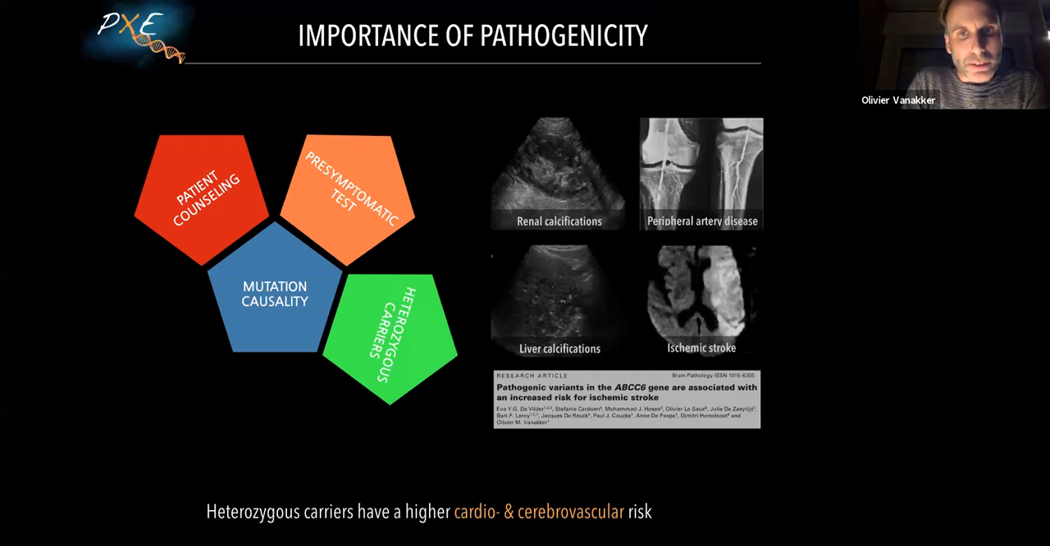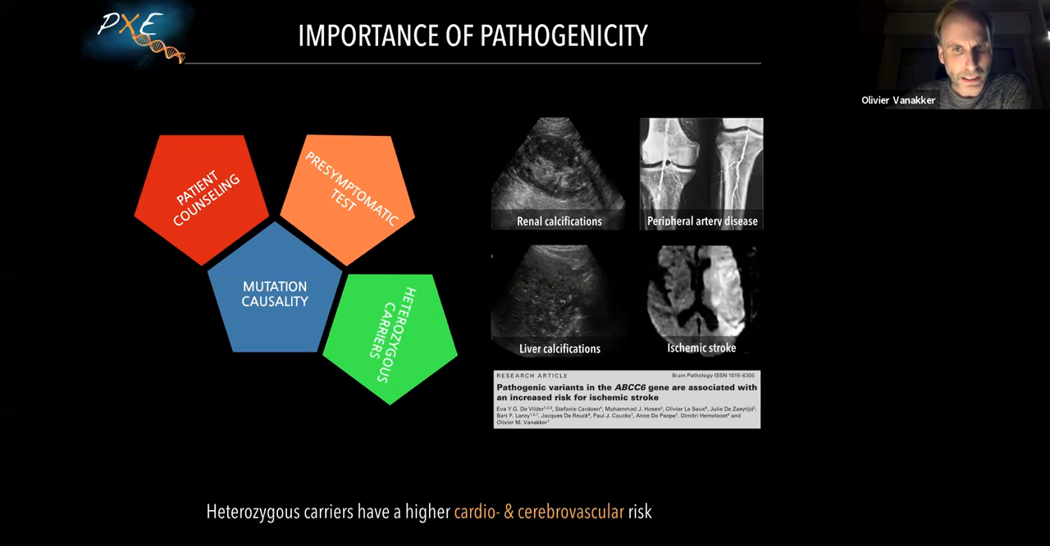The same is true for carrier detection. We know that carriers of 1 genetic defect can have calcifications, which do not really lead to clinical problems. You see them on ultrasound in the liver, in the kidney, but they don't have kidney or liver problems. But they have a higher risk for peripheral arterial disease in the legs. For example, it has been shown that these kind of single mutations are much more frequent in patients that suffer a stroke.